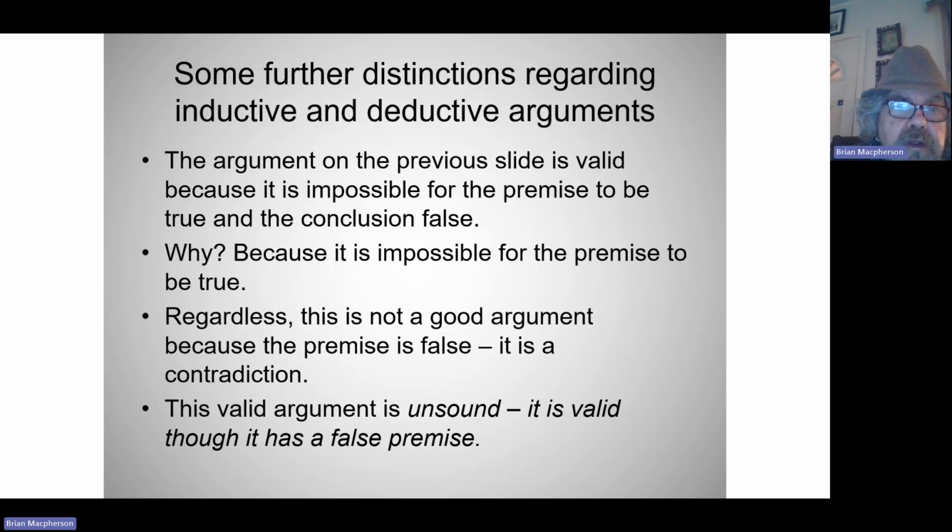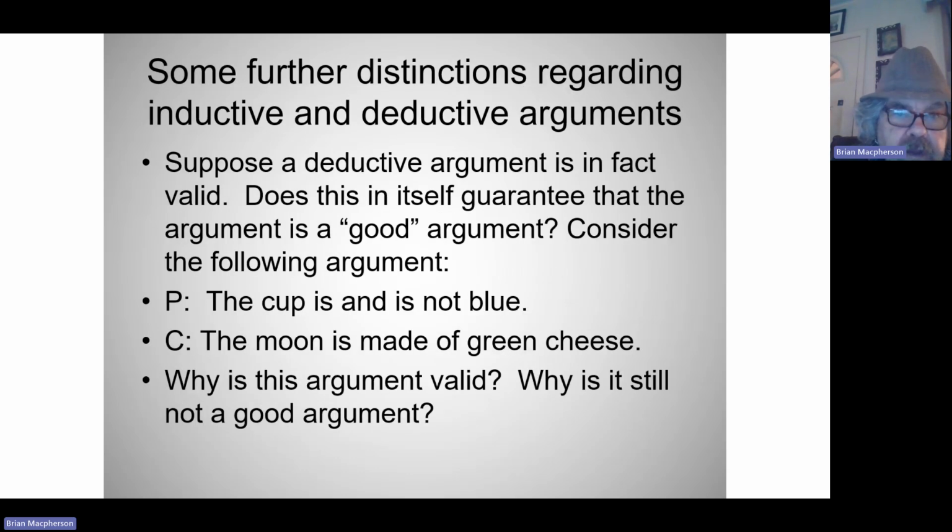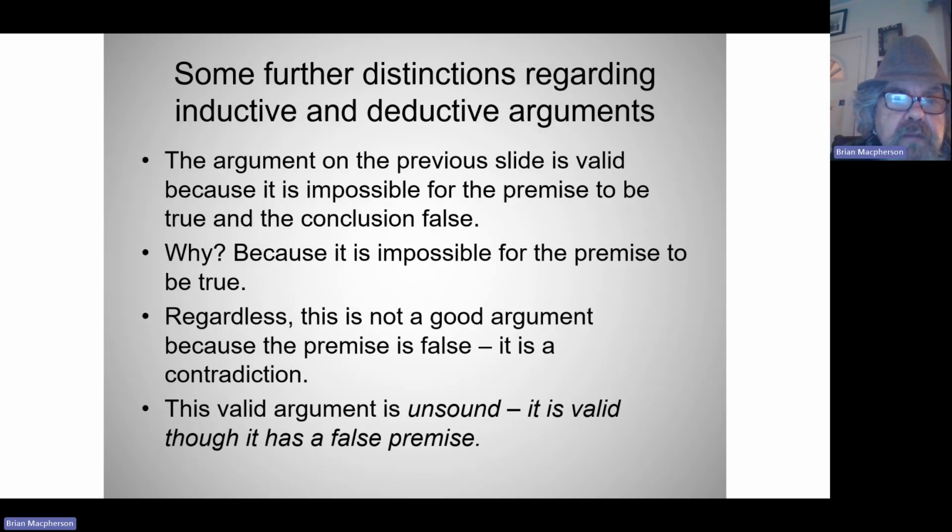So again, just to review, the argument on this slide is formally valid. It's impossible for the premise to be true and the conclusion false because it's impossible for the premise to be true. So it is valid, but the premise is false. And because the premise is false, it's not a good argument. We say the argument is unsound. An argument where the premises are true and the conclusion is entailed by the premises is said to be a sound argument. But if you have a valid argument where the premise or premises are false, then you have what is called an unsound argument. An unsound argument has false premises, even if it's valid.